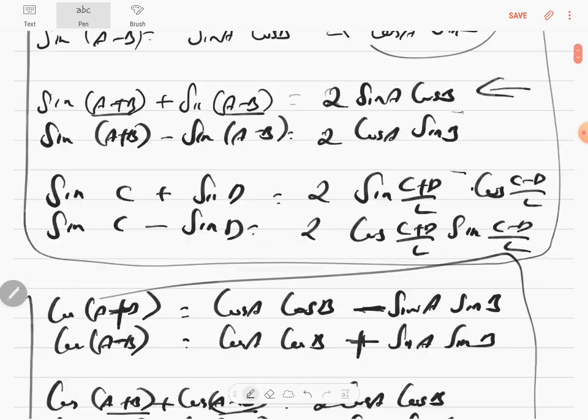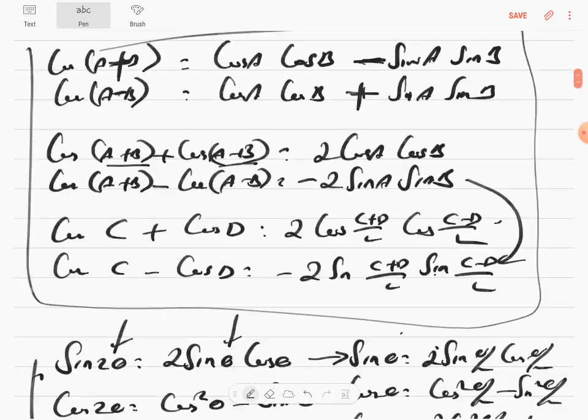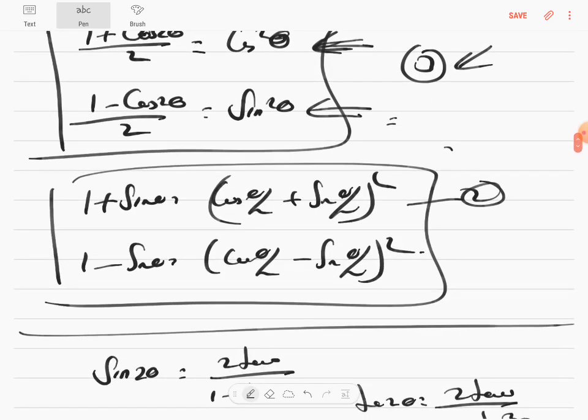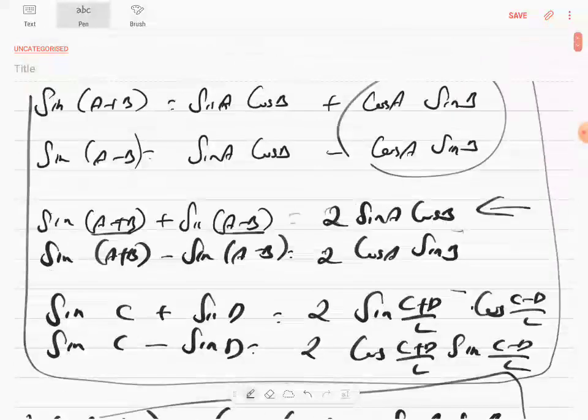This completes the introduction for the trigonometry video. These are the formulas that you have to be really familiar with. Let me continue in my next video with inverse trigonometry.